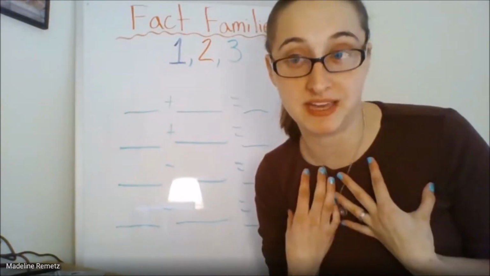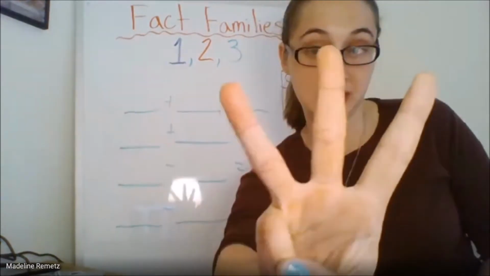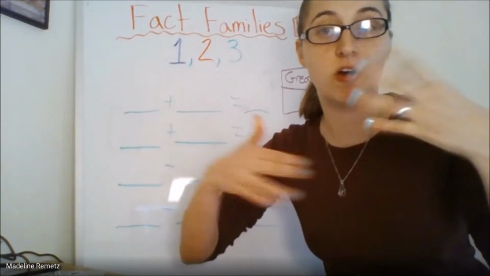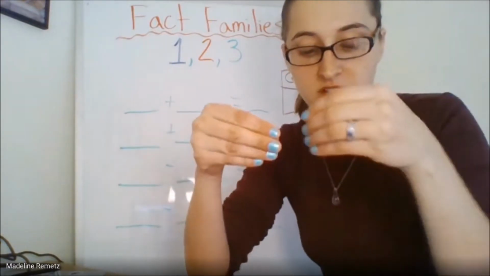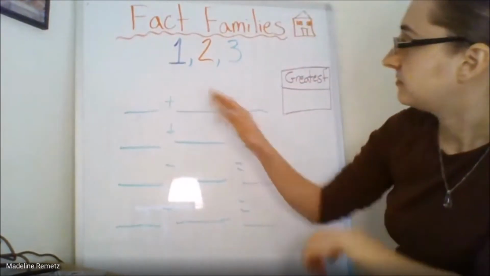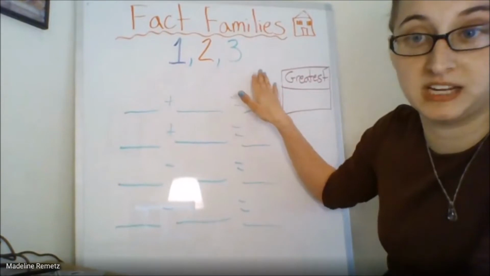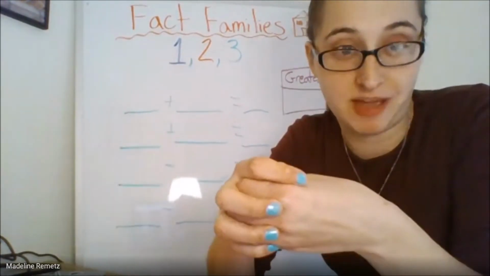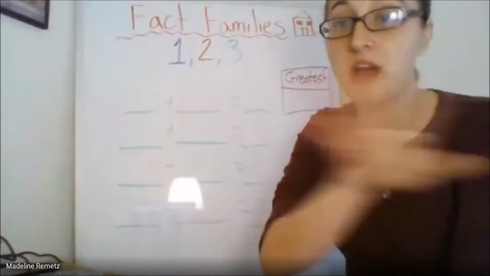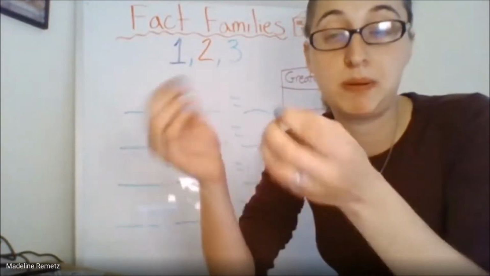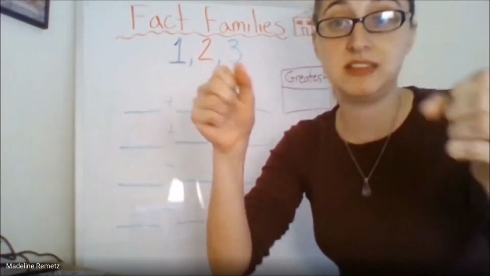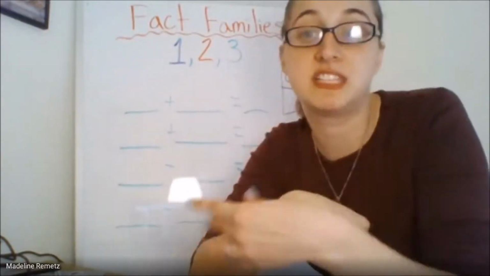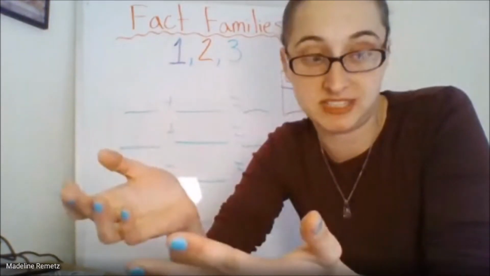And what I mean by that is when you take these three numbers, no matter which way you put them, they all get the same answers of each other. So let's say 1, 2, and 3. If 1, 2, and 3 were the numbers in our fact family, that means no other number would be part of it. And you're using them kind of like a puzzle piece. You're switching them around with addition and subtraction to get your answer.